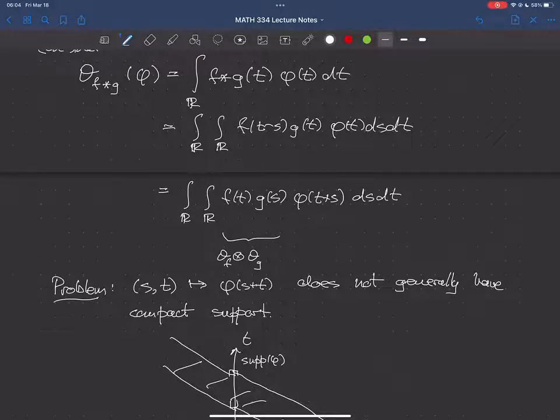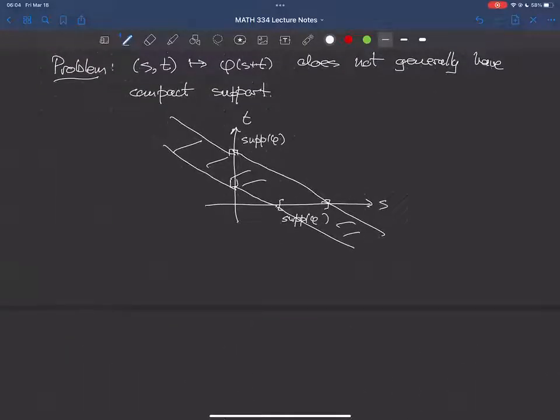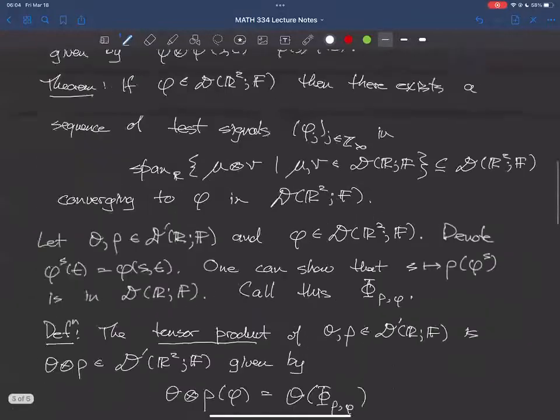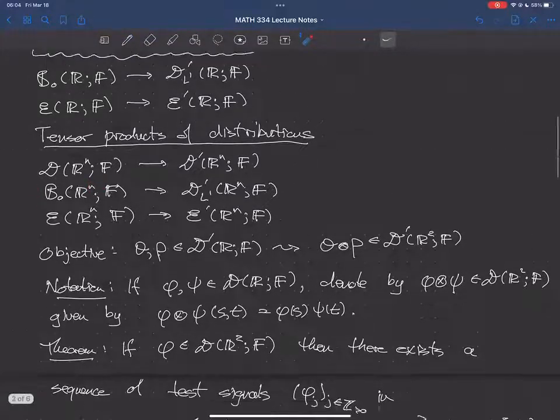It takes a little bit more care, and that's why we introduced the notion of integrable distributions, because that provides us with a device for doing that. Okay, so here's how you do that. Now I'm going to make use of what we talked about last time, which is the space of integrable distributions. And here we're going to use integrable distributions in two variables.